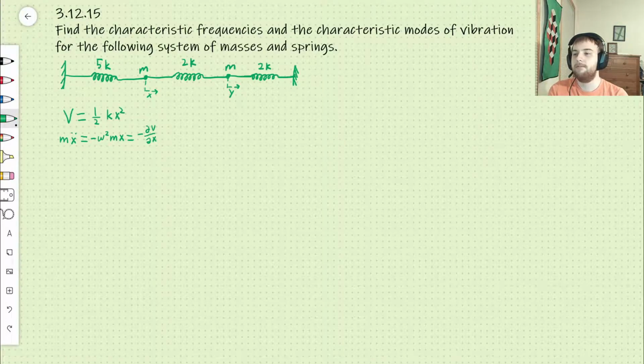So 5k is the spring constant for this spring. The masses are equal, and these each have a spring constant of 2k. This x here is a measure of how much this first spring is being stretched, and this y here is a measure of how much this is being compressed. The difference between them is how much this middle spring is compressed.